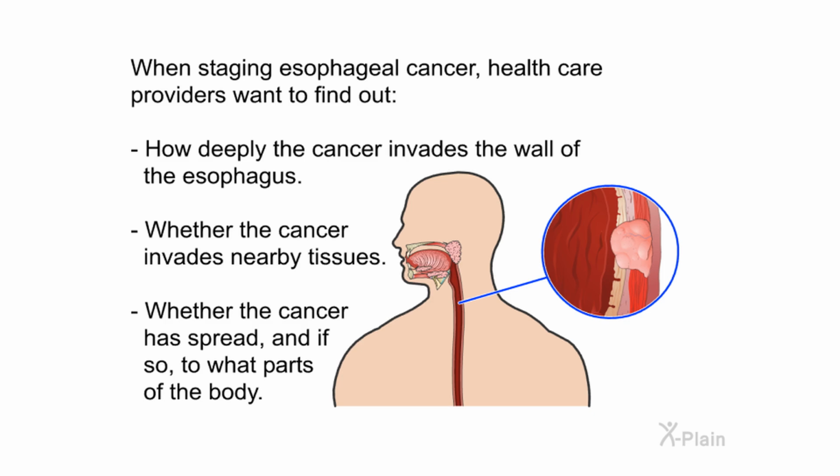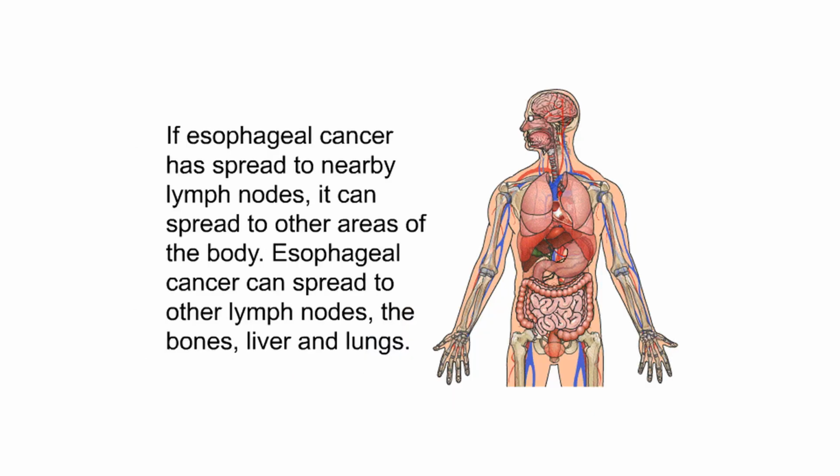When staging esophageal cancer, healthcare providers want to find out how deeply the cancer invades the wall of the esophagus, whether the cancer invades nearby tissues, whether the cancer has spread, and if so, to what parts of the body. If esophageal cancer has spread to nearby lymph nodes, it can spread to other areas of the body. Esophageal cancer can spread to other lymph nodes, the bones, liver, and lungs.